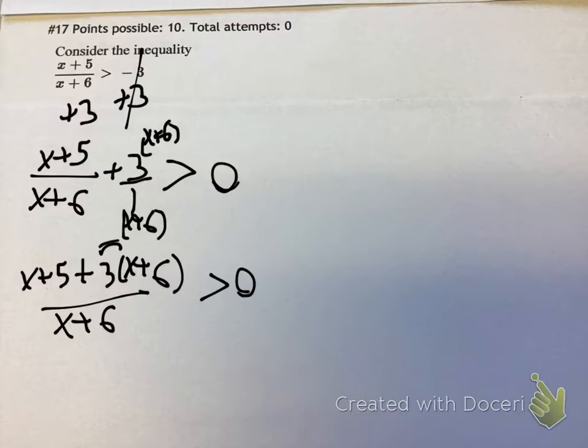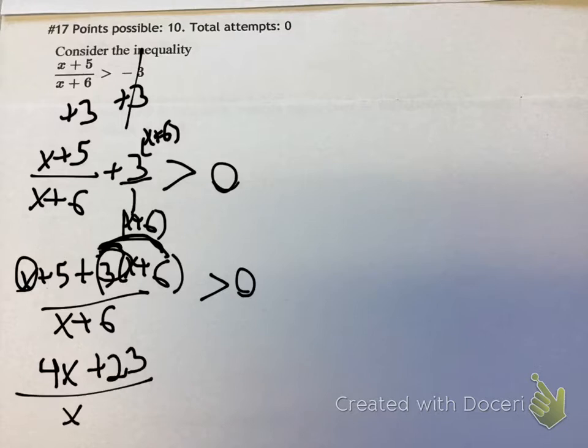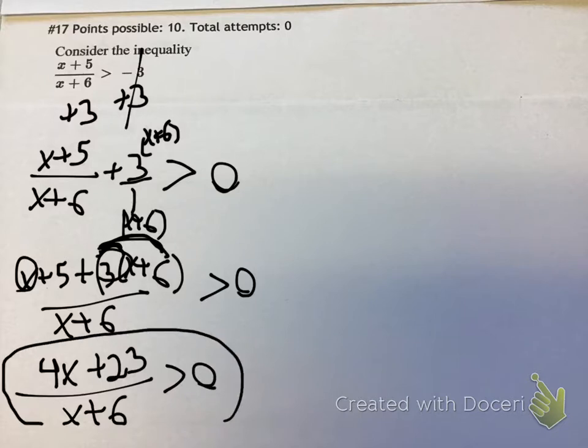And then from here, let's see, if that's a 3x plus 18 or something like that, then x here plus another 3x looks like 4x, and then 5 plus 18, because 3 times 6 is 18, plus 5 more is 23, and then we have x plus 6 on the bottom, greater than 0. And so now that this thing is greater than 0, now that we're talking about 0, it's a little bit easier to consider.